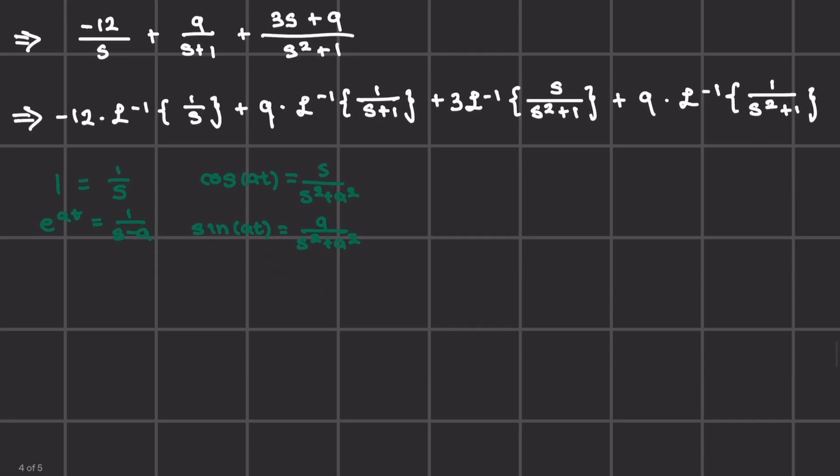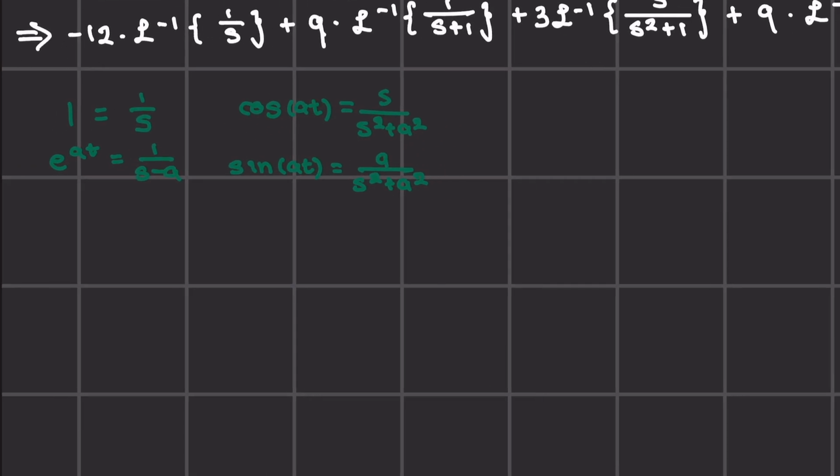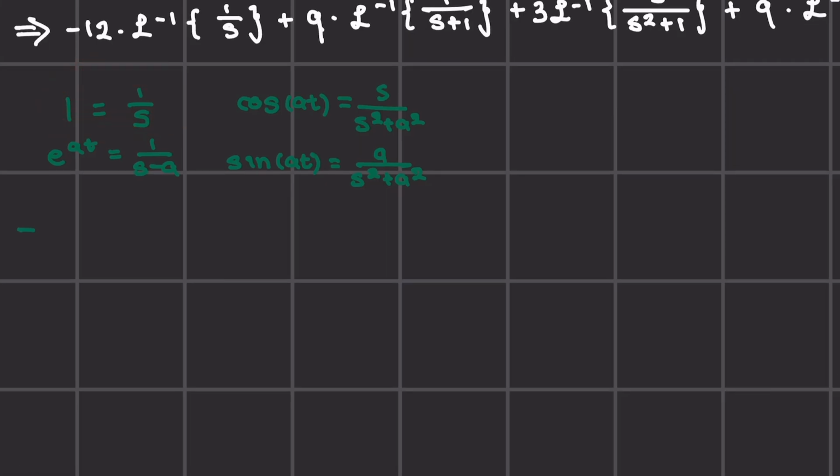So now using each of these. For our first inverse Laplace transform, we directly know that we're going to use this first property right here. So our final answer is going to be negative 12 times 1 over s. So that's just going to be negative 12 over s. Plus, the second one is going to be 9 times the inverse Laplace of 1 over s plus 1. We're going to use this property right here, e to the at equals 1 over s minus a. Therefore, we're going to have 9 times e to the negative t.